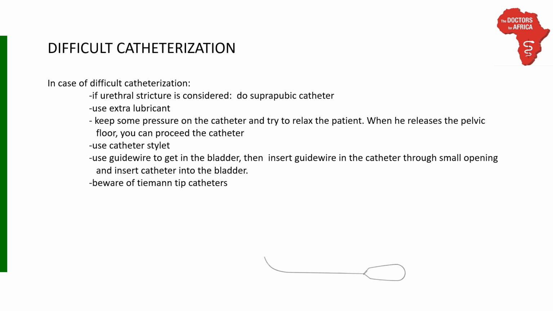Beware of Tiemann tip catheters, because if you do not get out of the tip of the catheter, then you have some kind of a hook which will prevent you from getting the catheter in the bladder. So if you use a guide wire, the opening should be exactly at the tip of the catheter.